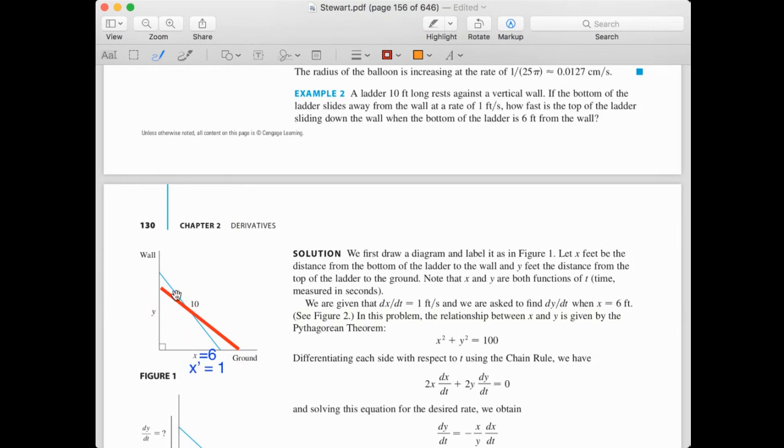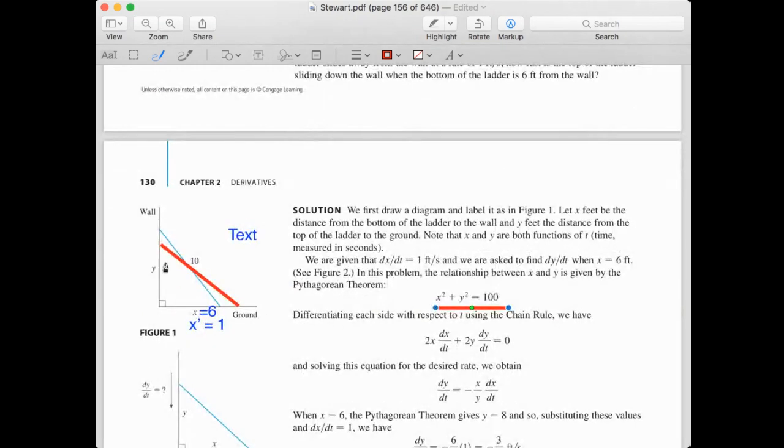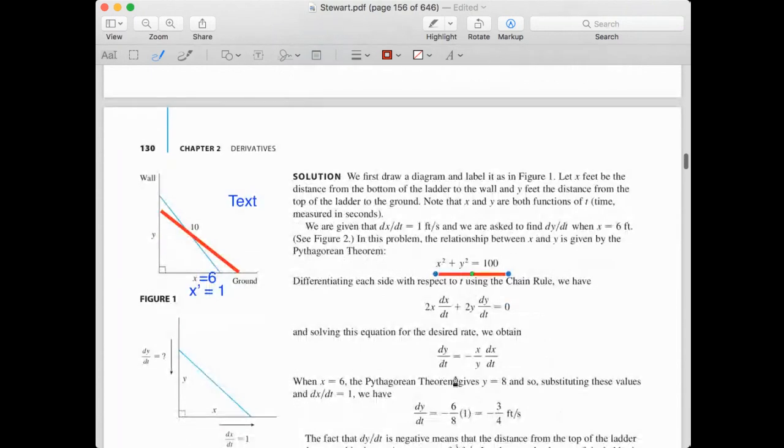So we want to use the Pythagorean theorem, right? The Pythagorean theorem gives us x squared plus y squared equals 100, because the ladder, the hypotenuse, does not change. The ladder 10 feet long stays 10 feet long. So 10 squared is 100. Then we take a derivative using implicit differentiation. So we get 2x dx/dt, or x prime, plus 2y dy/dt, or y prime, equals 0. Simplify, we get dy/dt, or y prime, equals negative x over y times x prime, dx/dt.